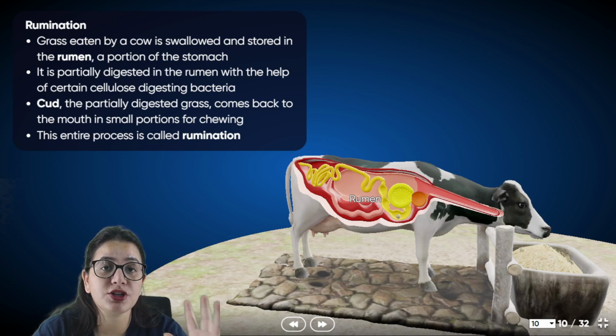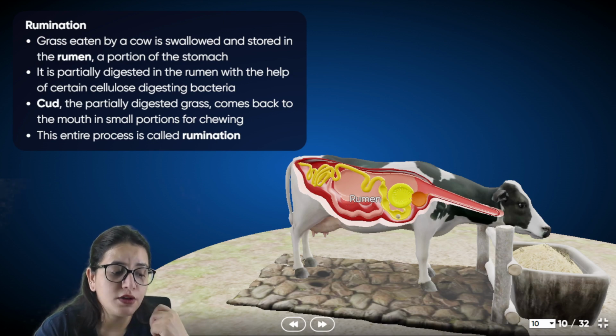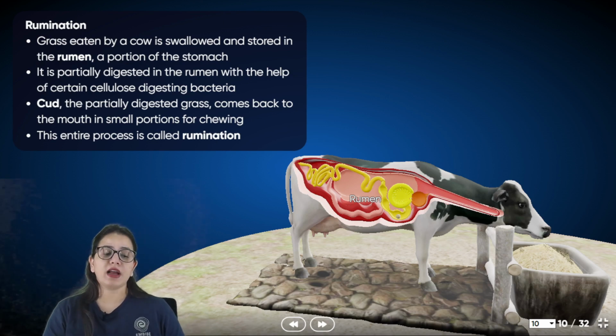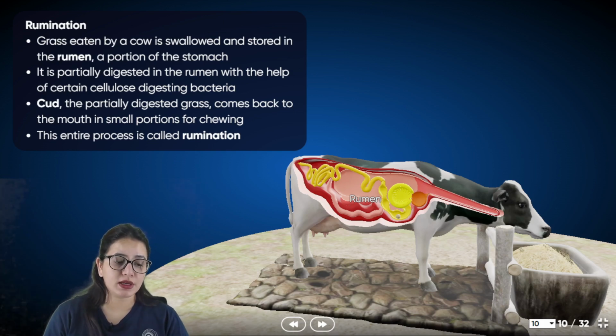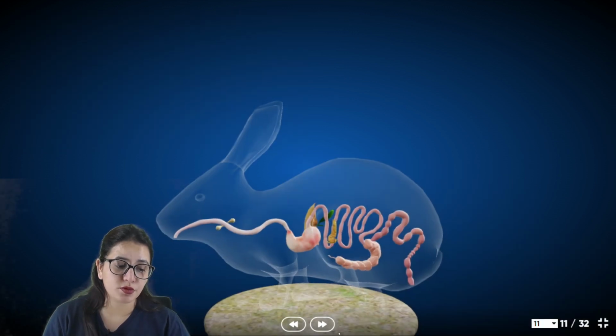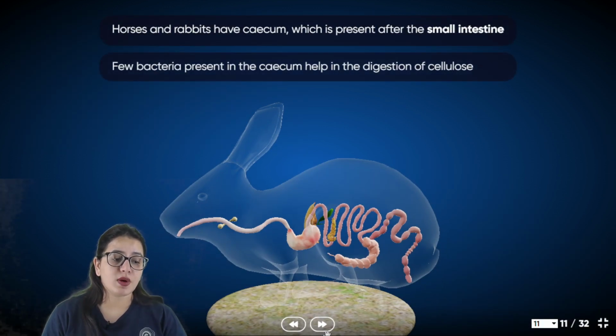The curd. The partially digested grass comes back to the mouth in small portions for chewing. ठीक है, वो जो कर्ड है, जो partially digested grass है, वो come back करता है small portions में for the part of the chewing, and this is what we call rumination. This is what we have already discussed. Moving forward, next we have a question.